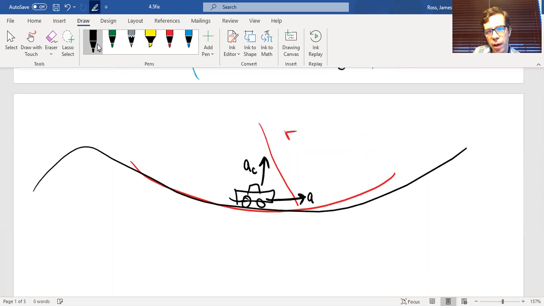And if we're still accelerating tangentially, we would end up with some total acceleration like this. Not a lot to talk about for this section because we haven't talked about forces yet. Once we talk about forces and angular kinematics, we'll do a lot more.